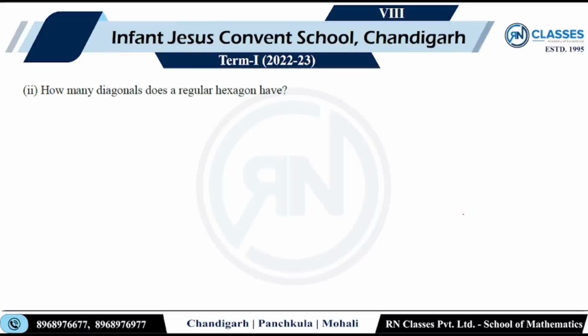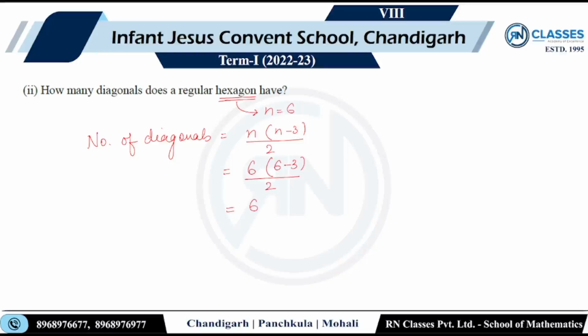How many diagonals does a regular hexagon have? Diagonals. Hexagon में how many sides are there? 6 sides, and n is 6. How do we calculate the number of diagonals? You have to write the formula. Number of diagonals is given by n into n minus 3 by 2, and you have the value of n. So 6 into 6 minus 3 by 2. So 6 into 3 by 2.